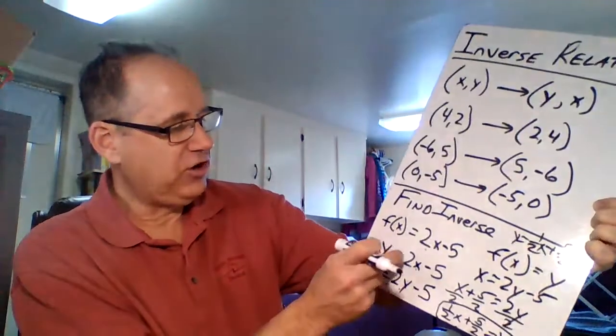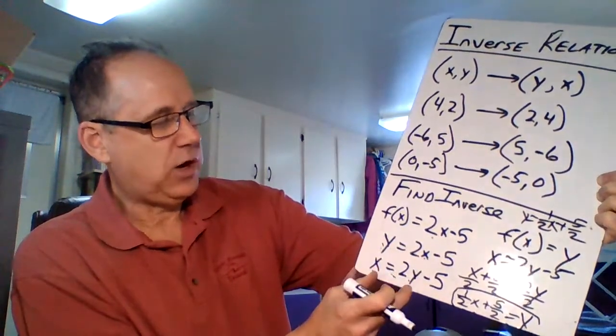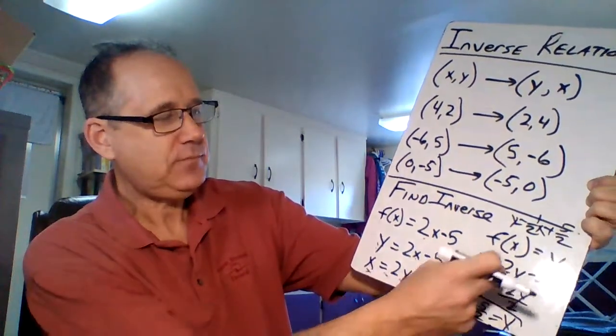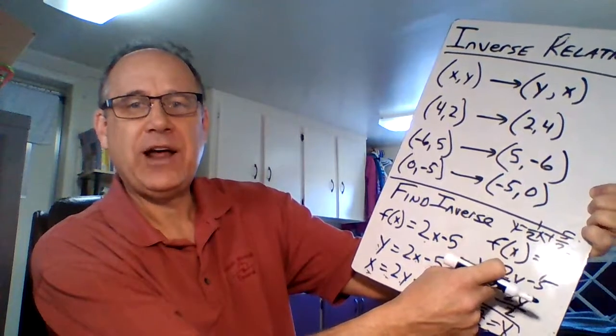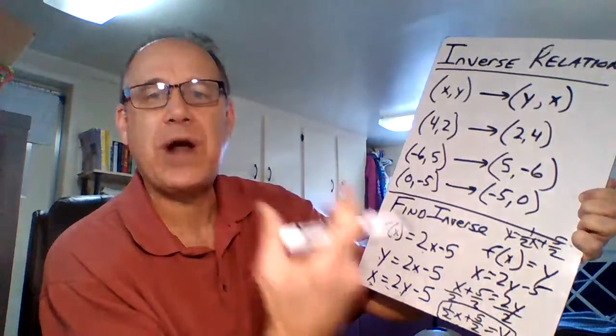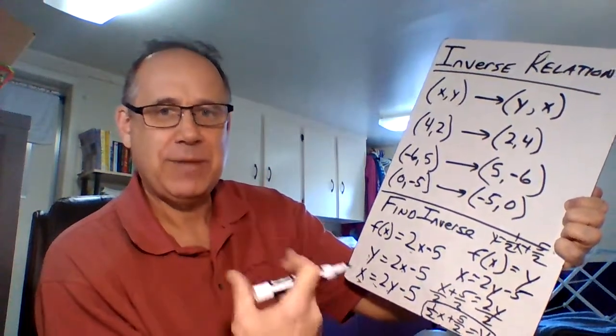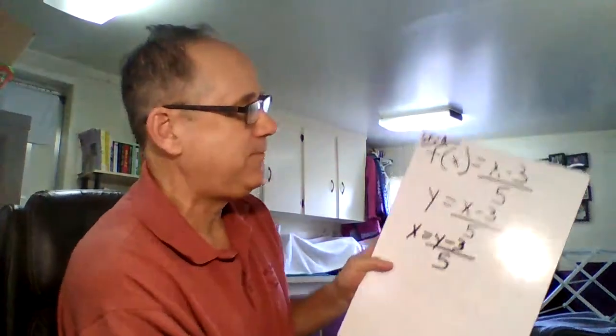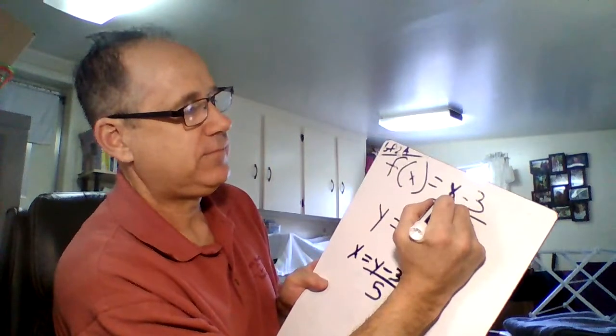So what we're basically doing is switching the x and the y's, and then we turn around and solve for y and put it back in slope-intercept form so we can graph it. Let's take a look at one other example here.